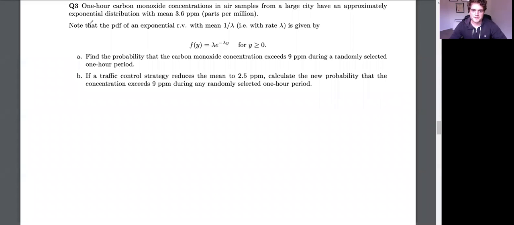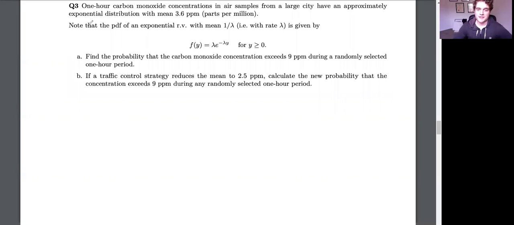Okay, so for question 3 in the tutorial this week, we have that 1 hour carbon monoxide concentrations in air samples from a large city have an approximately exponential distribution with a mean of 3.6 parts per million. And then we're given the PDF of an exponential random variable.